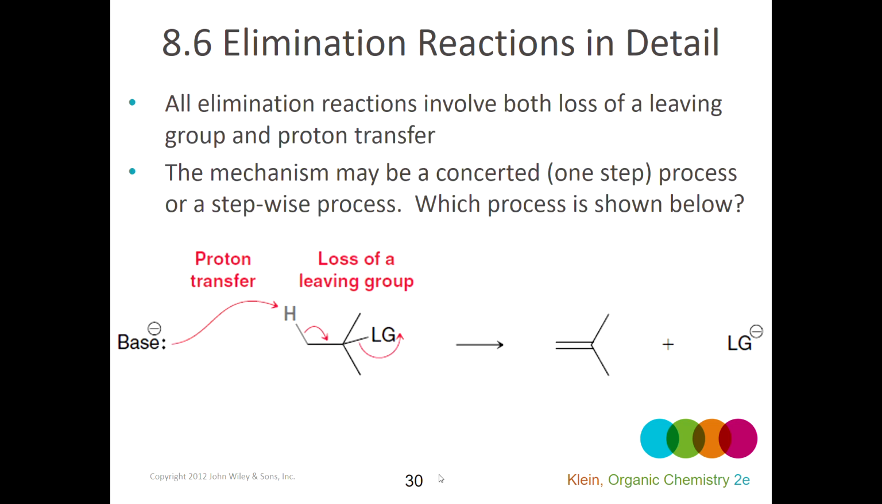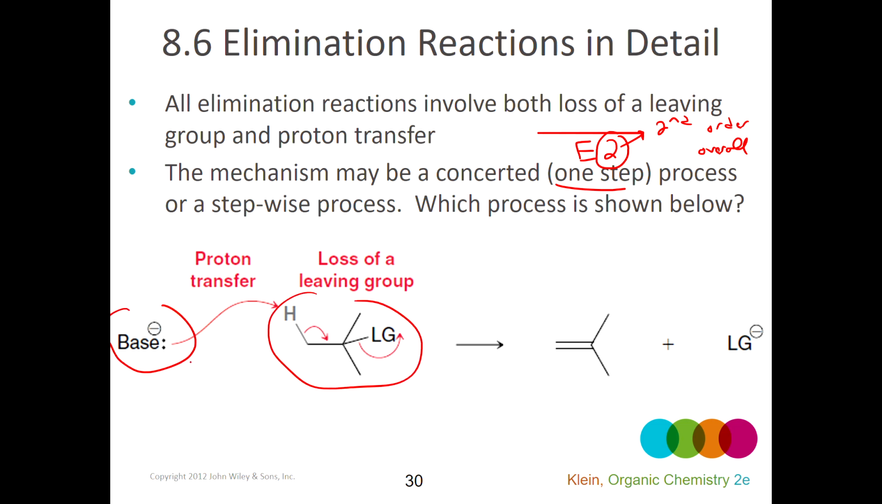So the first mechanism that we're going to consider is called the E2. Now this is one step. Why is it called E2? Well, it's the same reason we had SN2. The 2 means it's second order overall. If we have a one-step process, that means both reactants have to collide. And if I increase the molarity of either one of them, I'll increase how often they collide, and that'll increase how often the product's produced.